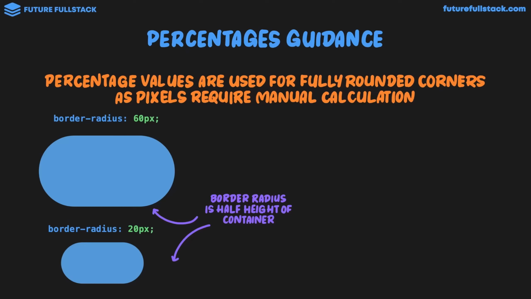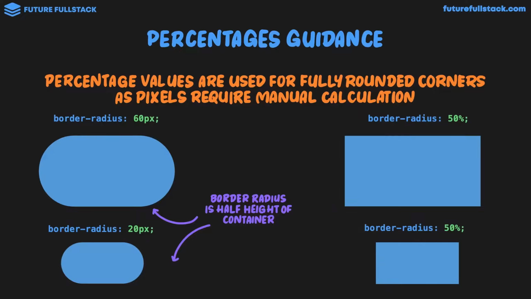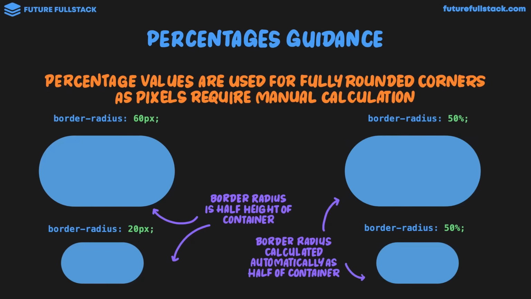But using percentages is a lot more effective. Let's say we have the same anchor tag over here, and we now apply a border radius of 50%. We also have the same smaller anchor tag here, and again, we apply a border radius of 50%. So now the border radius is calculated automatically as half of the container. We don't need to manually work out the border radius. And this gives us the same result, fully rounded corners.